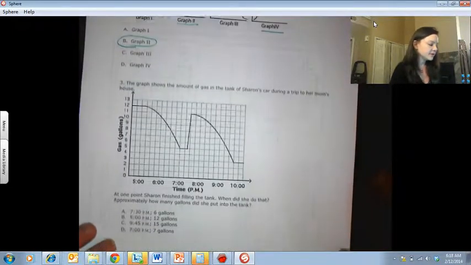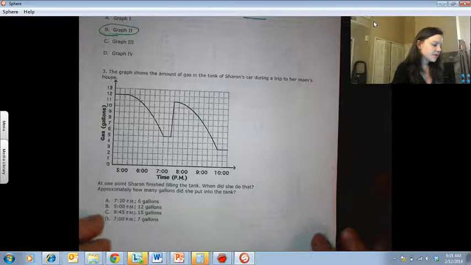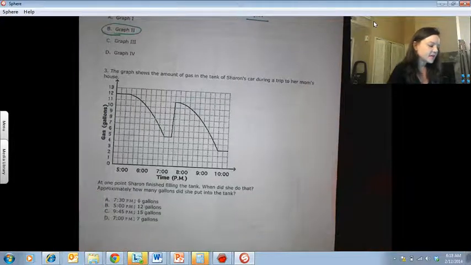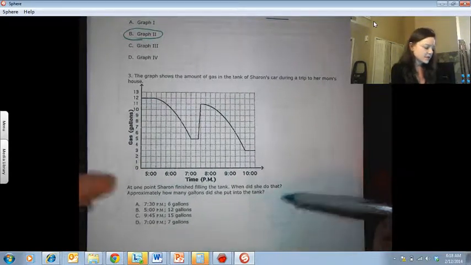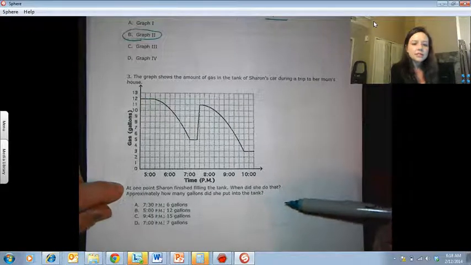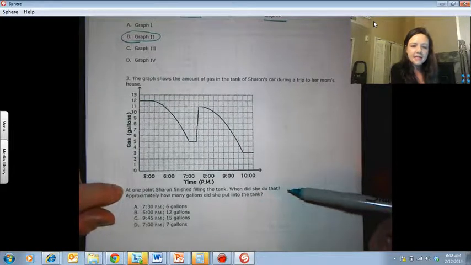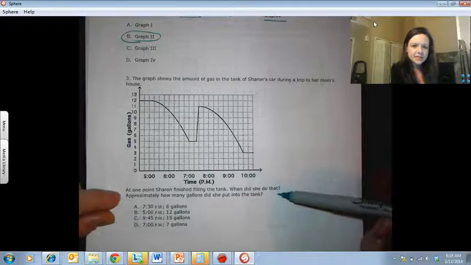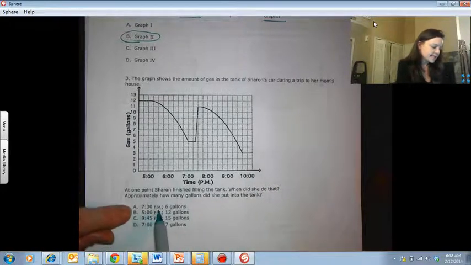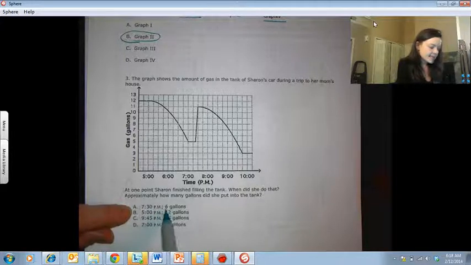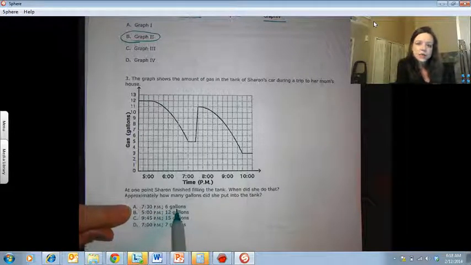Question number 3. The graph shows the amount of gas in the tank of Sharon's car during her trip to her mom's house. So this is a 2-part question, so when you're reading this, be careful. Here are the questions at the bottom. At what point does Sharon finish filling the gas tank, and when did she do it? Approximately how many gallons did she put into the tank? So the first part of the question is asking when did she fill the tank, and the second part is asking how many gallons she put in the tank.